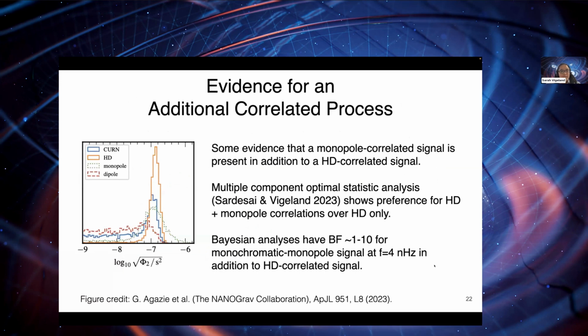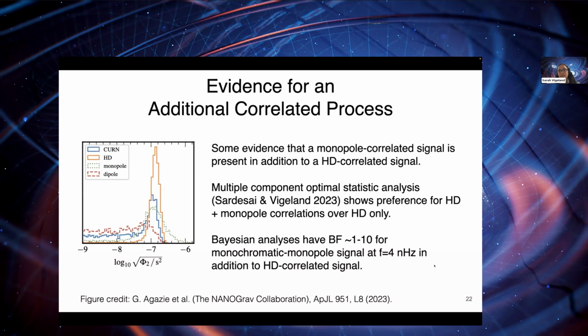Now, the next thing I want to talk about is evidence for an additional correlated process. There is some evidence that there may be a monopole correlated signal present in addition to a Hellings and Downs correlated signal. Most of this evidence comes from the multiple component optimal statistic analysis, where we find a preference for a model that contains Hellings and Downs plus a monopole versus Hellings and Downs only. The Bayesian analyses also show some evidence, although it's not as strong.